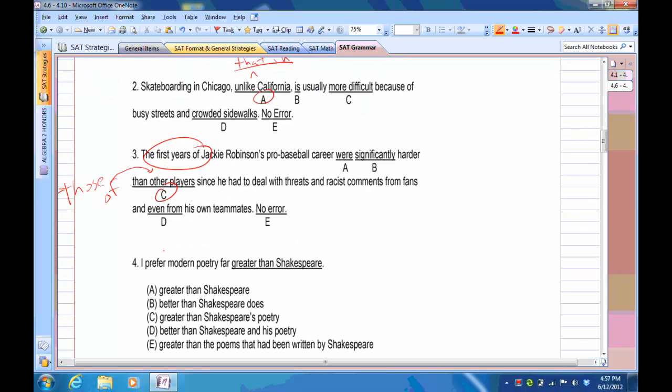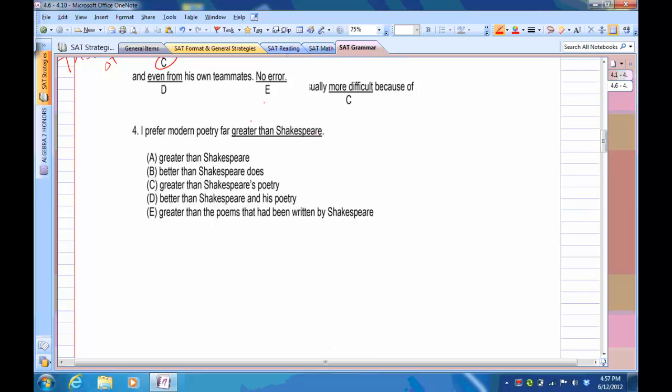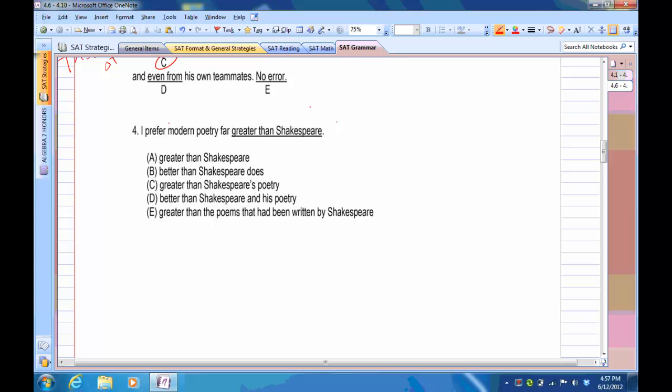I prefer modern poetry far greater than Shakespeare. Well, Shakespeare is a person. So I prefer modern poetry far greater than Shakespeare's poetry. That's how I do that one. So that would be C.